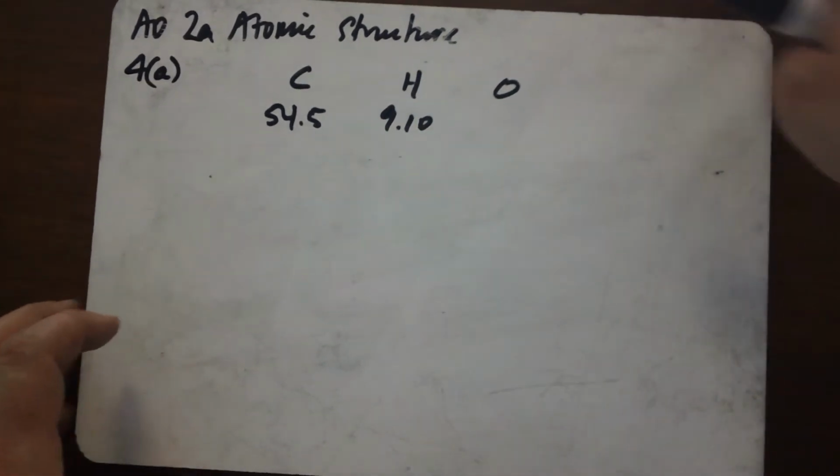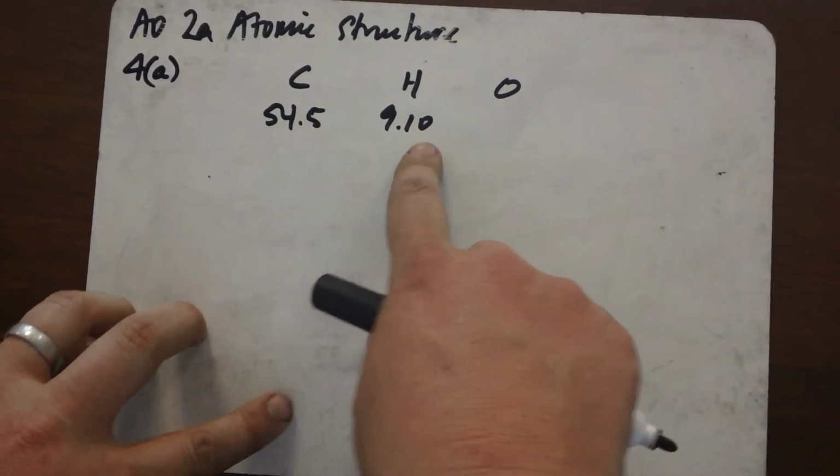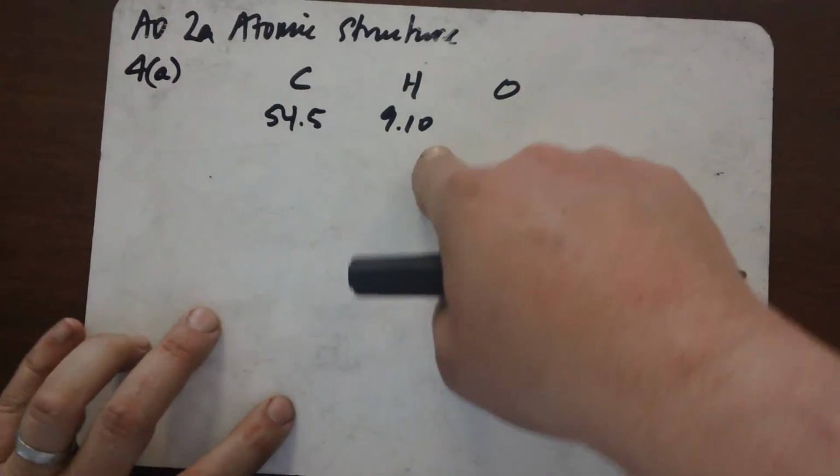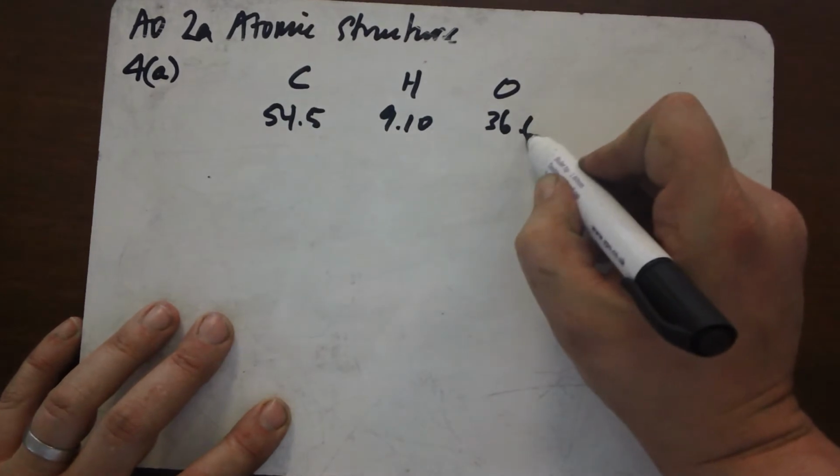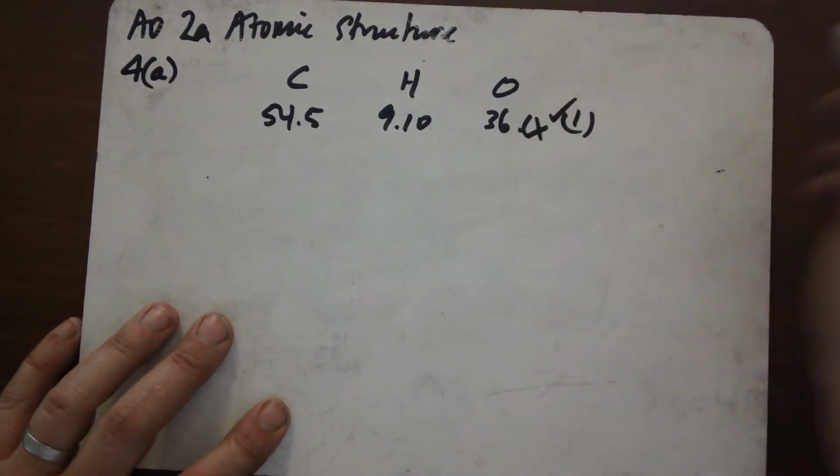Now this is worth 3 marks, so the first mark will be for working out what the remaining percentage is of this. And it's 100, take away this, and you get 36.4. So you'd actually get a mark for that one.